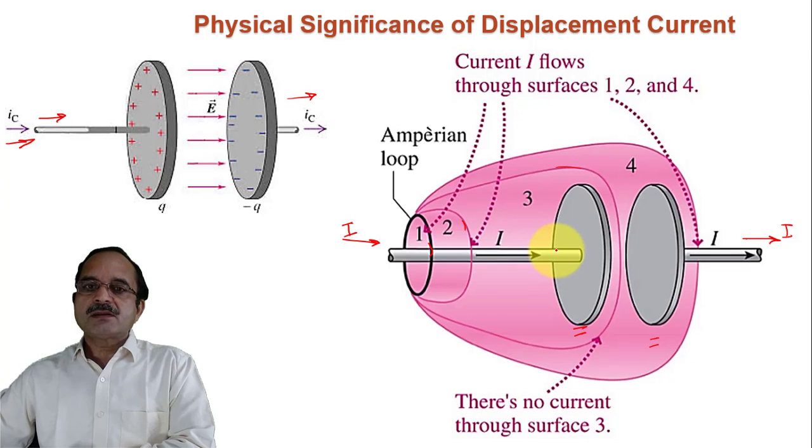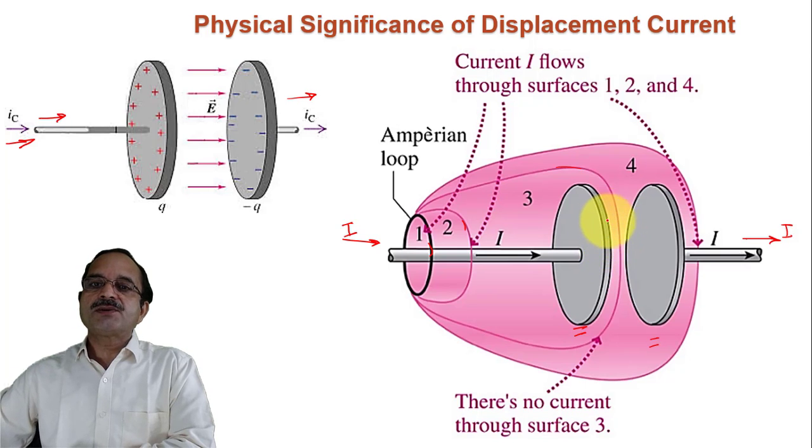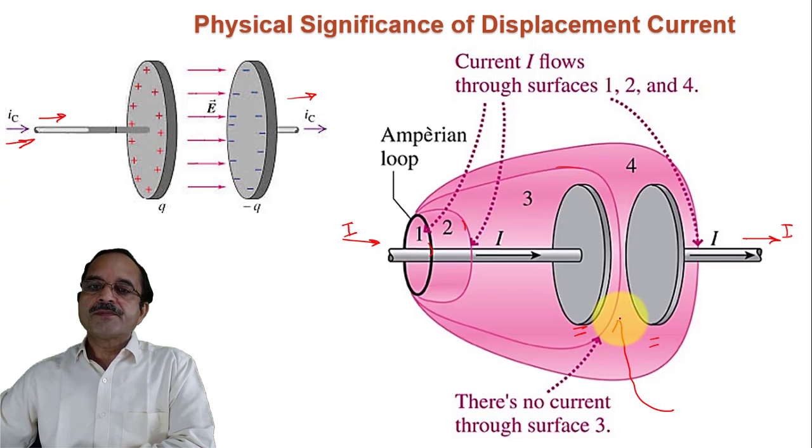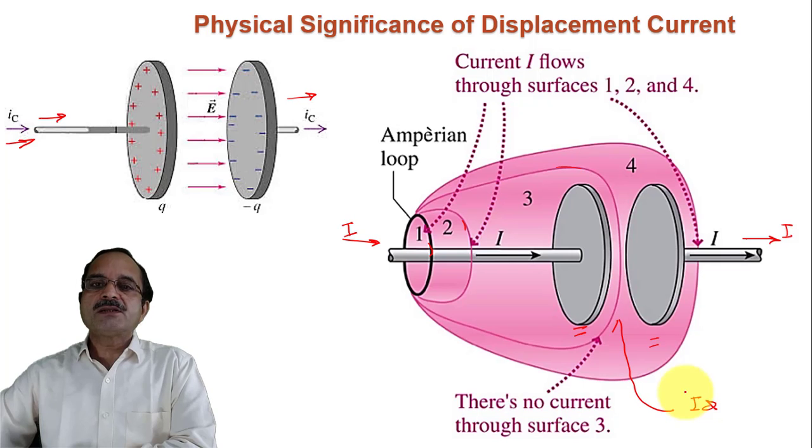Now for this surface 3, there is no current passing through it. That means the statement of Ampere's circuital law is not applicable here. So that's why the current passing through this dielectric between the plates of the capacitor is actually represented in terms of displacement current. This represents the physical significance of displacement current.